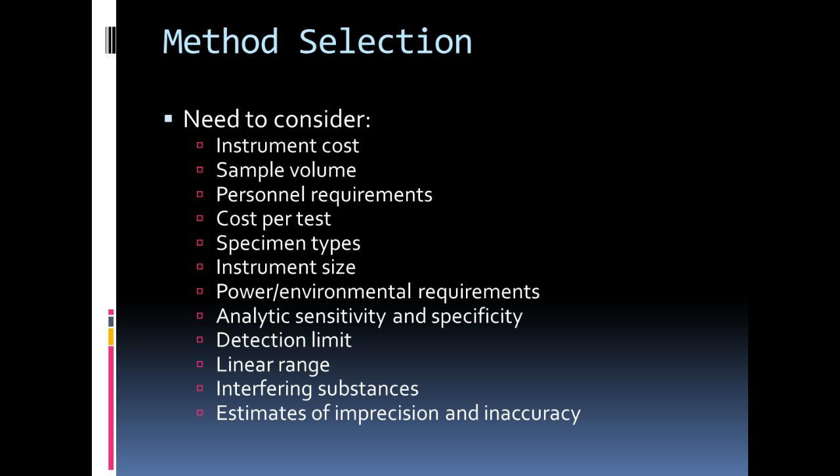What about the sensitivity and specificity? Okay, you want to make sure that it picks up tests that are at a low enough level and that it diagnoses people correctly. What's the detection limit? The linear range, that's important. You can write that down here. Linear range is how low and how high can you go. Interfering substances, is there a lot or is there a few? And the estimates of imprecision and inaccuracy. What level of that are we going to look at with this type of method that we might be looking at?